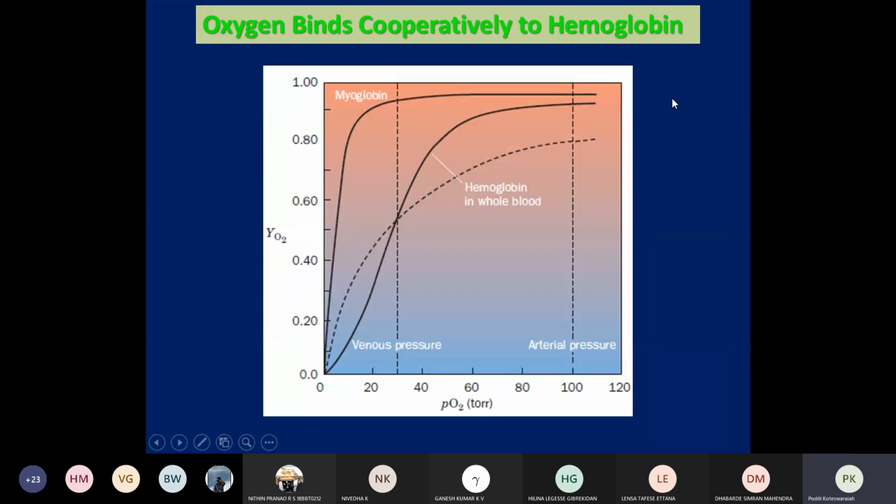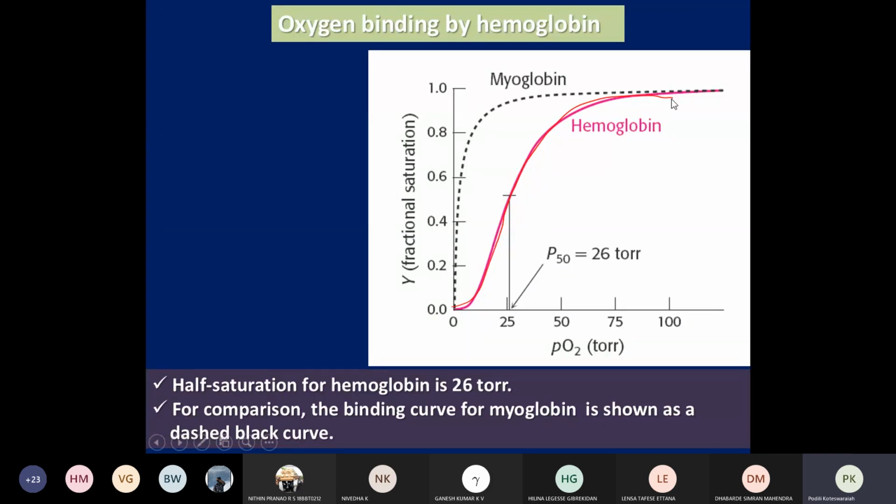Coming to the partial pressure of oxygen, it is always represented in order to understand the hemoglobin O2 binding affinity. We take here the P50 value, and P50 is nothing but the partial pressure of oxygen that is required to achieve 50% saturation. As I already said, at 100 torr, 98% of the binding sites are occupied by oxygen.